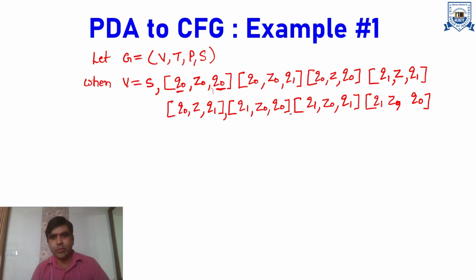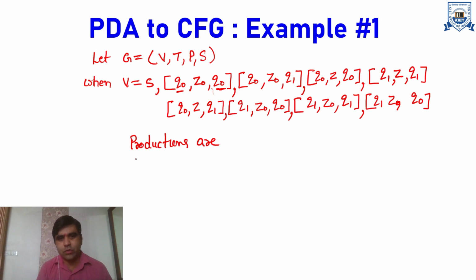I put commas between these 8 variables. Every triplet represents one variable of the grammar. So we have now defined what the variables are. Now we have to give the S productions.